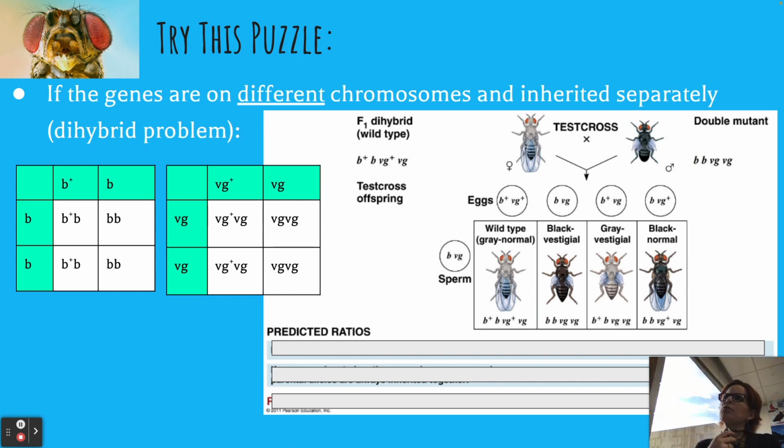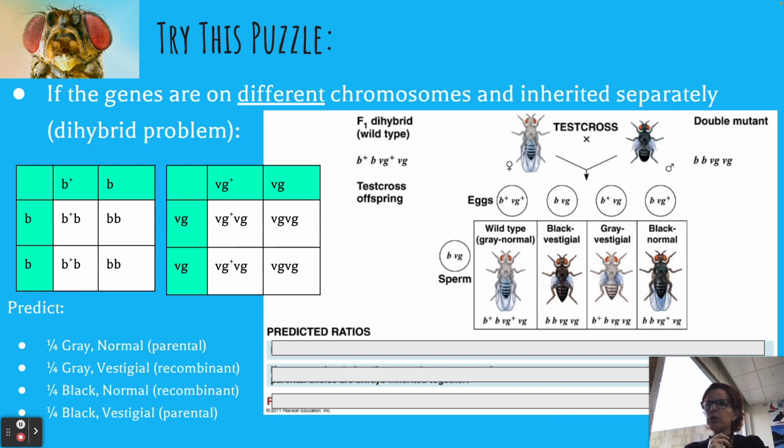Okay, so it says if the genes are on different chromosomes and inherited separately, then that's the dihybrid problem we would have. And this is what we would predict for the offspring. So the example here is the body color, gray or black, versus the wing shape, vestigial, which means little tiny wrinkled wings, versus the full wings. So those are the 2 choices. Usually when you have a plus, that means wild type. So that's the most common type. And then without the plus would be a mutant version of it. So they don't have the other trait.